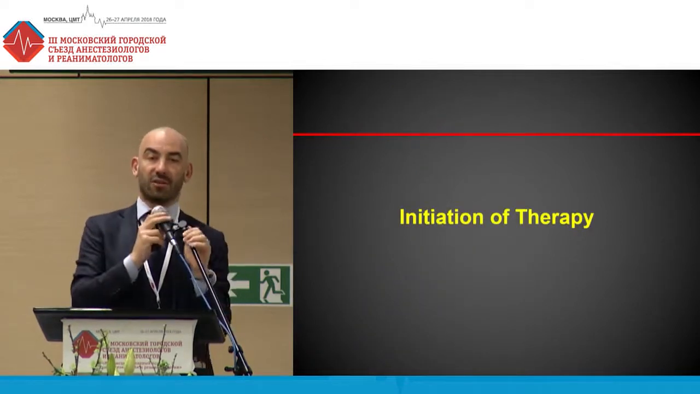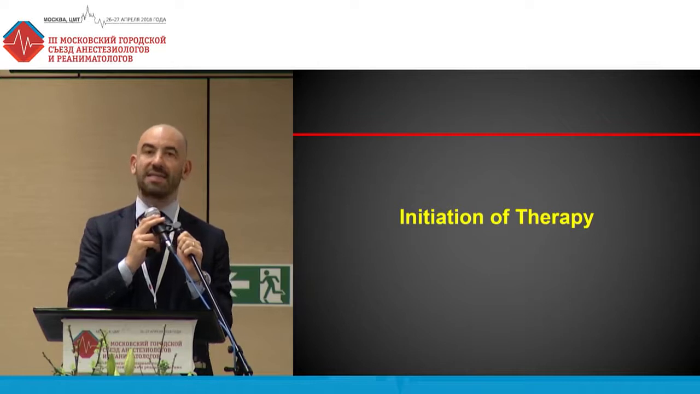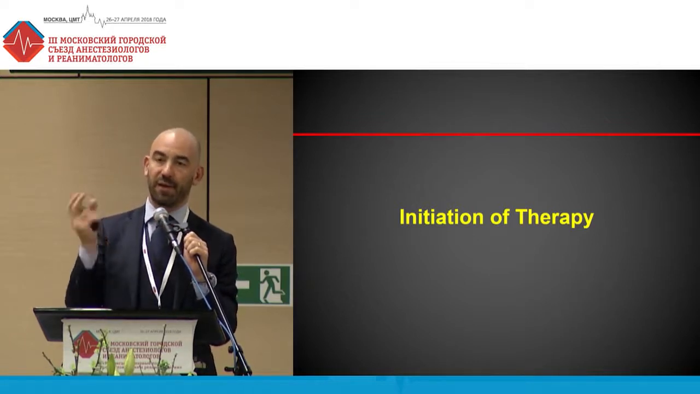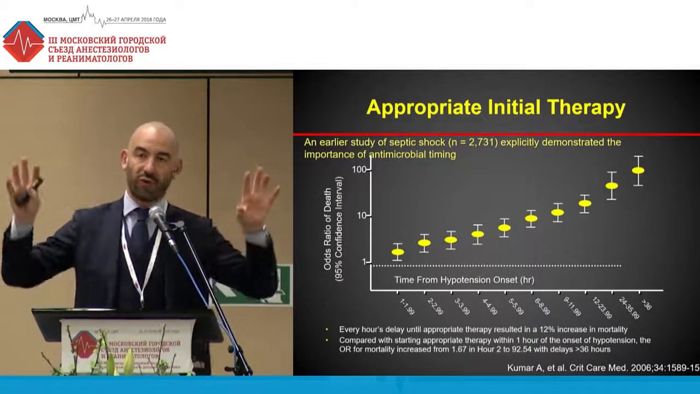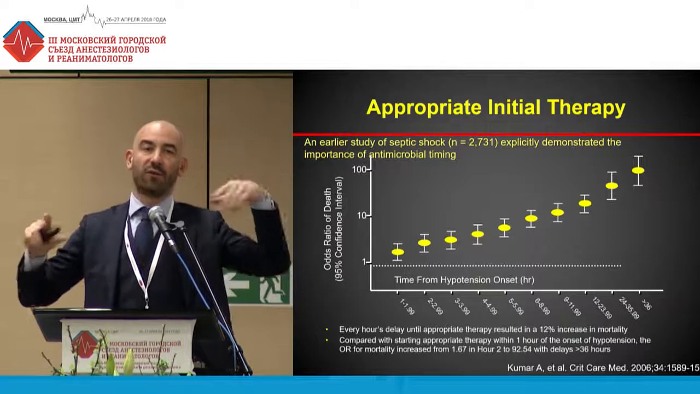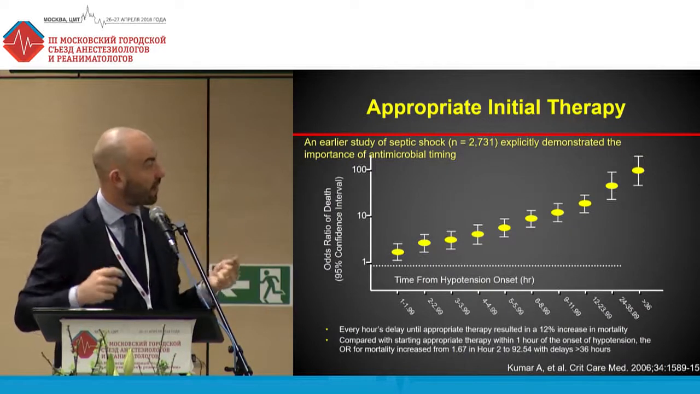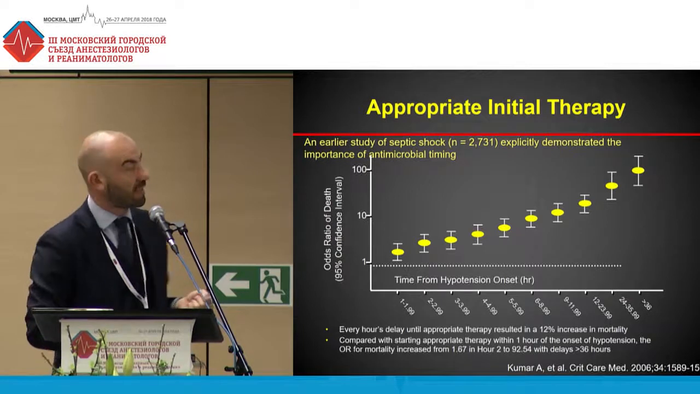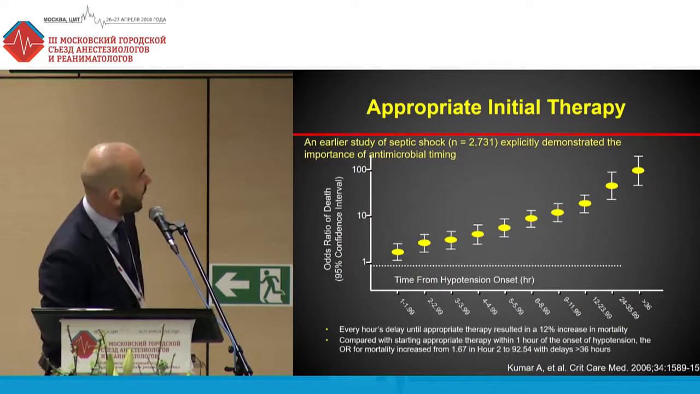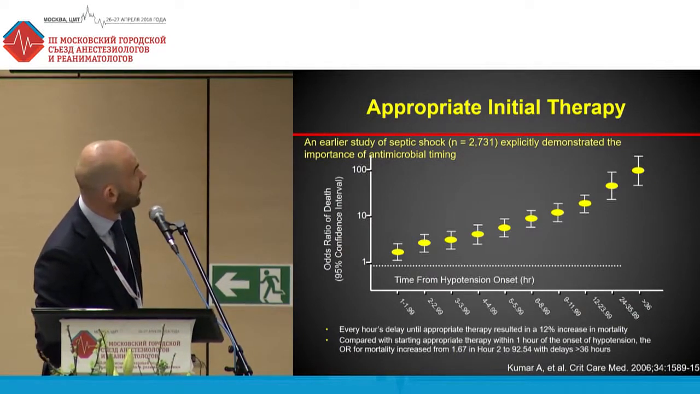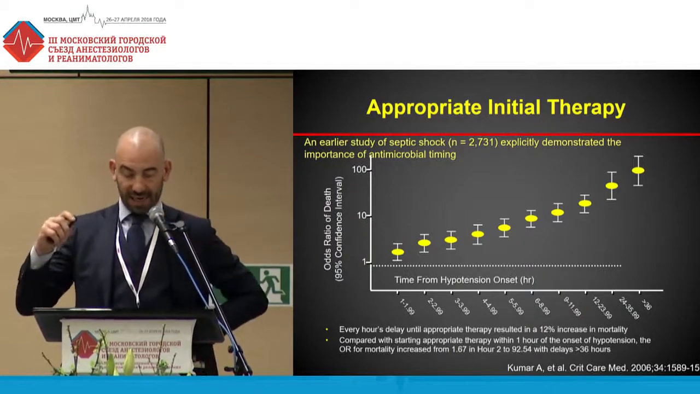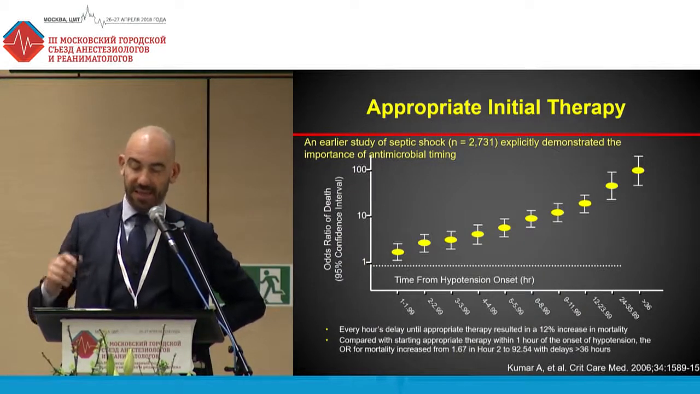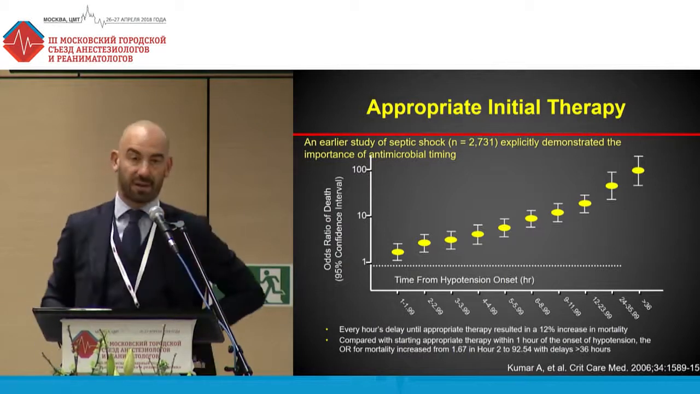So in this context, how can we initiate an antibacterial therapy for ventilator-associated pneumonia? What do we know? We know that there are 2 very important points. The first one for ventilator-associated pneumonia is time. Every minute counts. This is the time from hypotension to the initiation of the treatment, and this is the time from the hypotension to the risk of death. So every hour's delay until appropriate therapy results in a 12% increase in mortality.